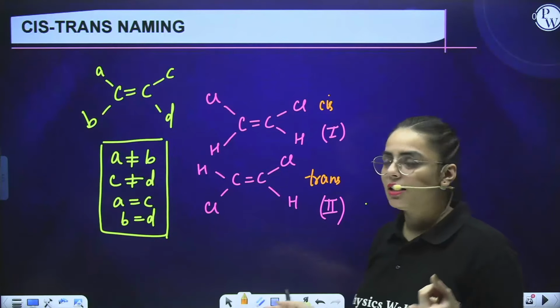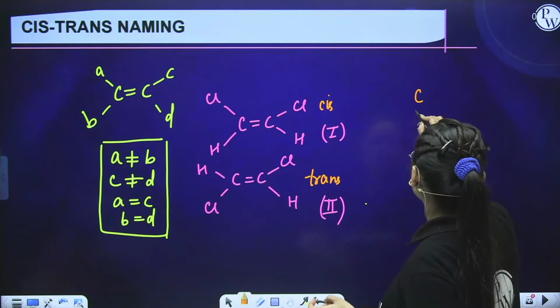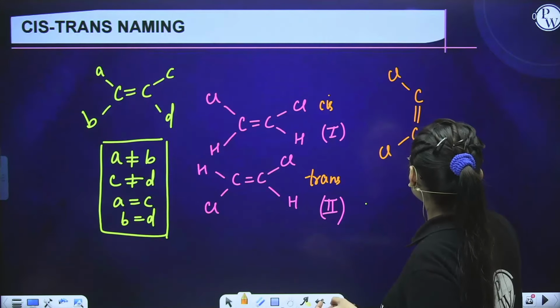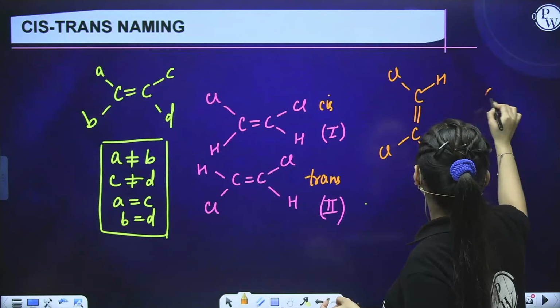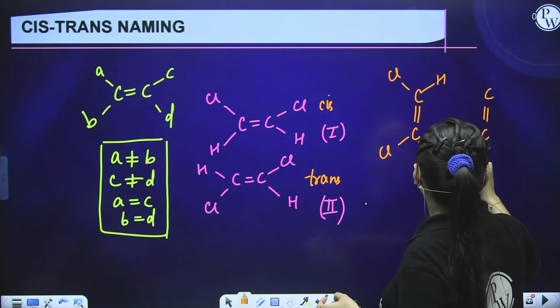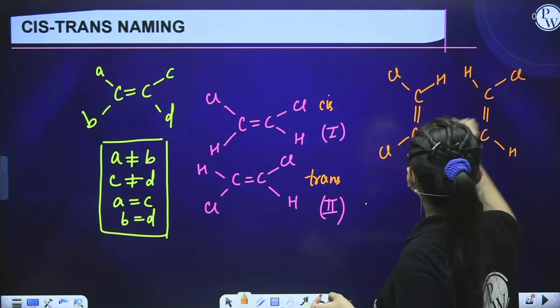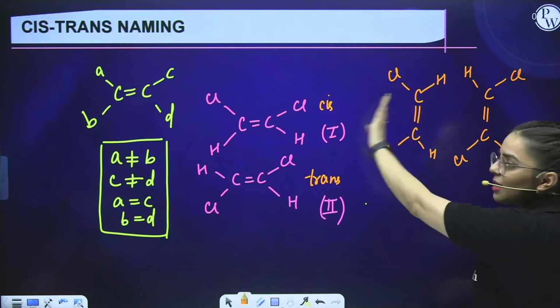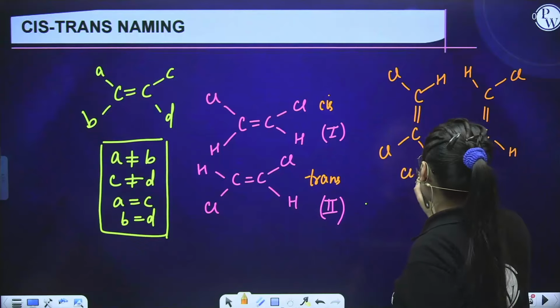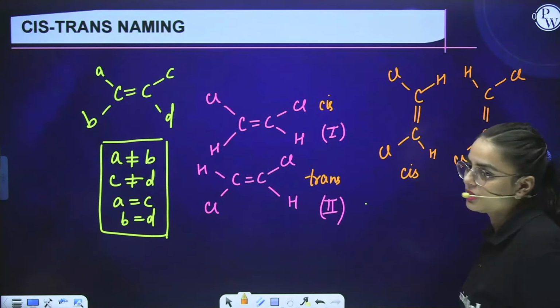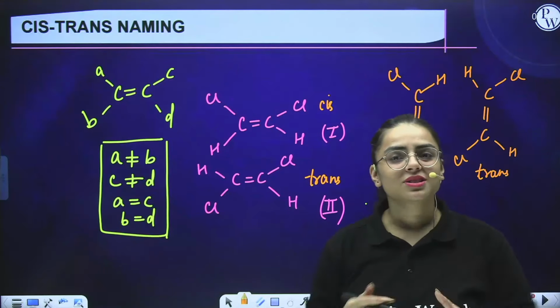So I can take one more case over here. Sometimes you see the structure in such a way, so don't get confused. It is just the same. So here Cl and Cl are present in this direction. So this is cis and this is referred to as trans because Cl and Cl are present in the opposite direction. Clear? So this was cis trans naming.